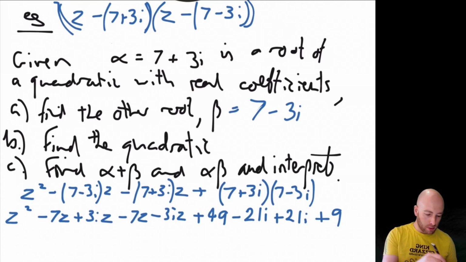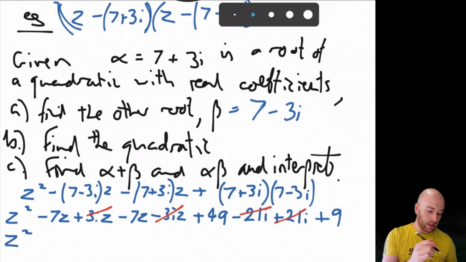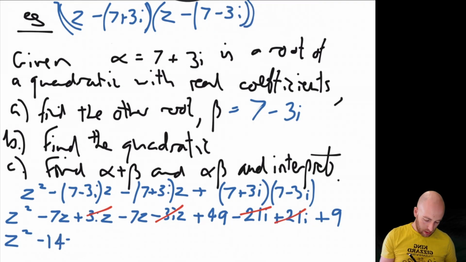Cool. So nice long expansion. Loads of this is going to cancel. So we get z squared. The 3iz and the 3iz will cancel. The 21i and the 21i will cancel, and you can see that we're going to be left with a real quadratic. So minus 14z, and then plus 49 plus 9 is going to be 58. Cool. So that's my quadratic.